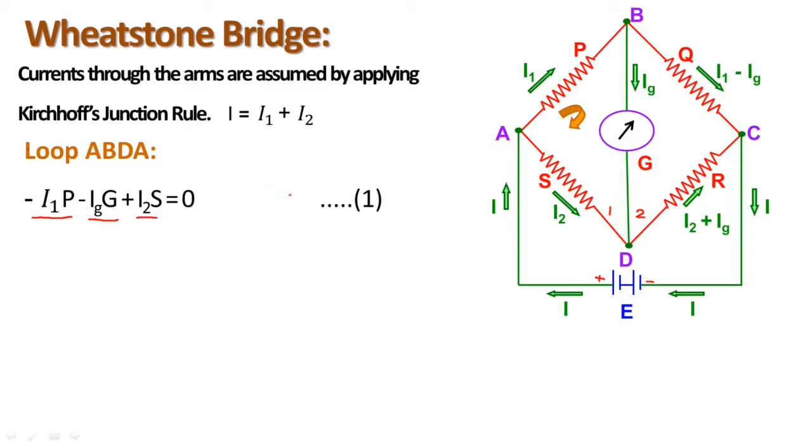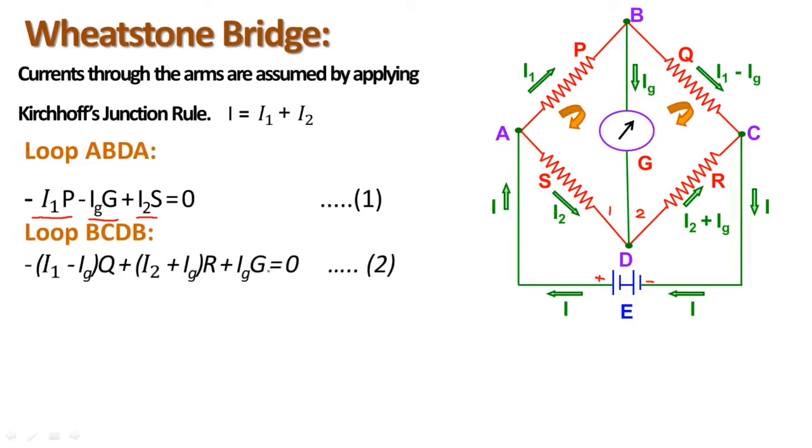For the second loop, that is B, C, D, B, again applying Kirchhoff's voltage law, we have I1 minus Ig current through resistance Q, and the direction of the current and the path followed are both the same. Here the path traced is from B to C for resistance Q. The flow of current I1 minus Ig has the same direction as the path traced. Here we are moving from B to C.